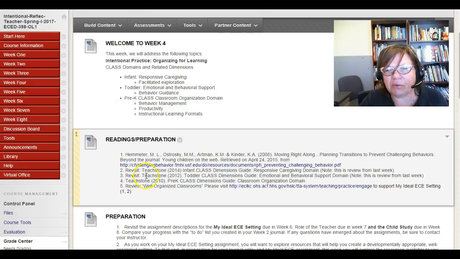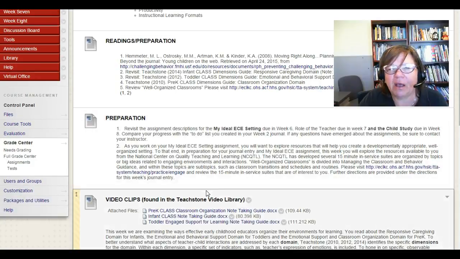Then you have the Teachstone guides, particular sections to read in those. And then we have an additional resource at Head Start, which I'm going to show you in a moment.